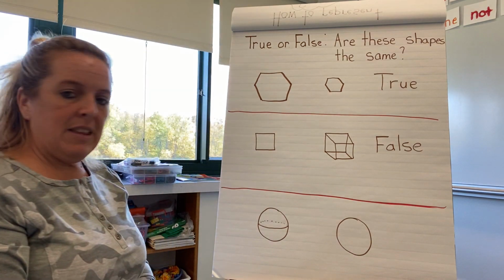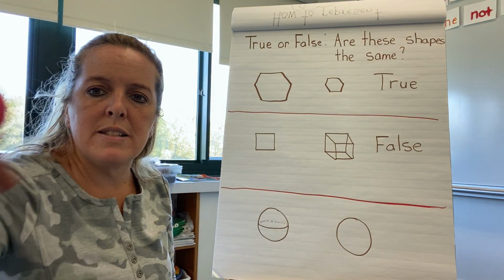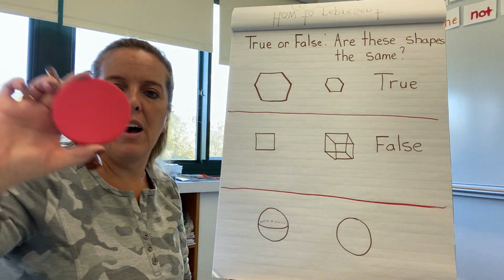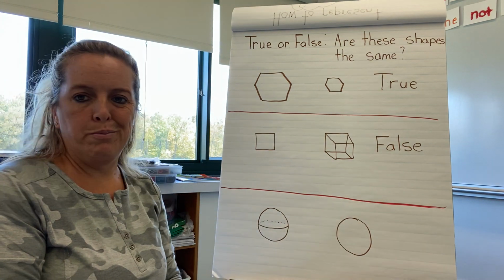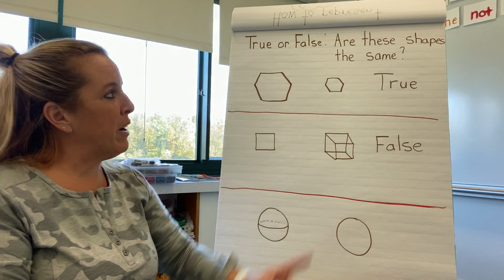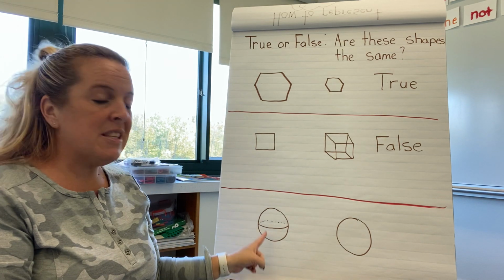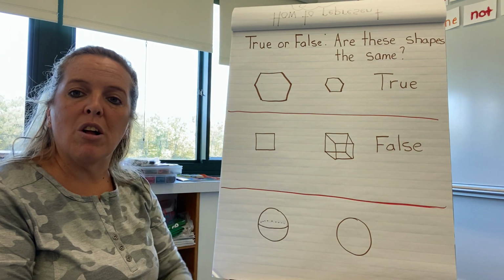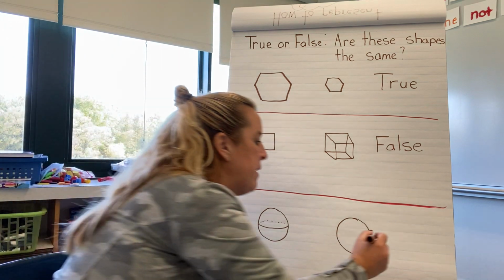All right, let's look at the next one. Oh, that one pops out. It's like that round sphere. And then this one's just flat, the circle. So sphere and circle. They're similar, but are they the same? No, because this one is called a 3D shape and this one is called a 2D shape. All right, so this one would be false.